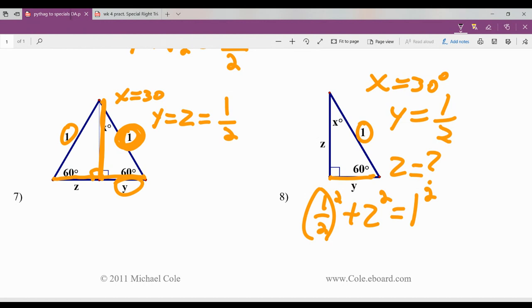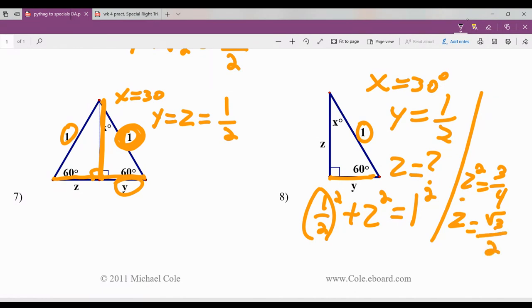So I'm going to do a little bit of math without writing it down because there's not much room. 1 squared is 1. I'm going to subtract the 1/2 squared. 1/2 times 1/2 is 1/4. So I'm going to subtract that 1/4 from both sides, and that gives me z squared equals 3/4, which means that z is equal to the square root of 3 over the square root of 4, which is 2. So I just got z, square root of 3 over 2.